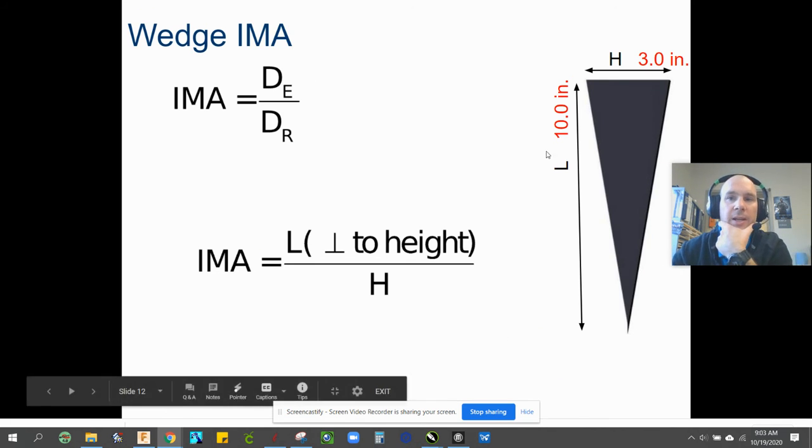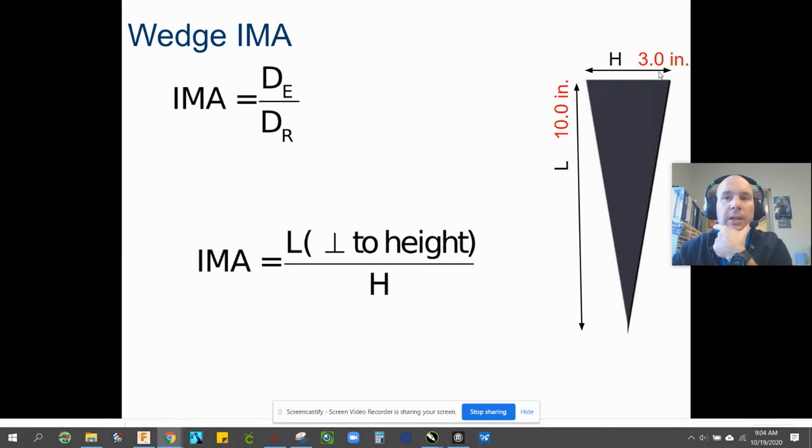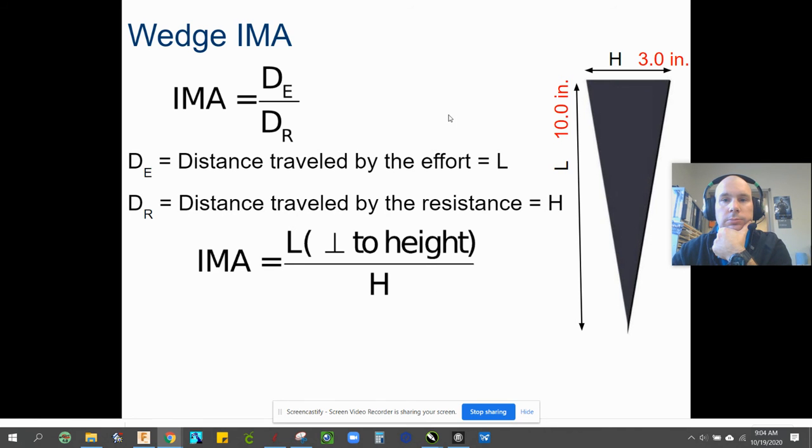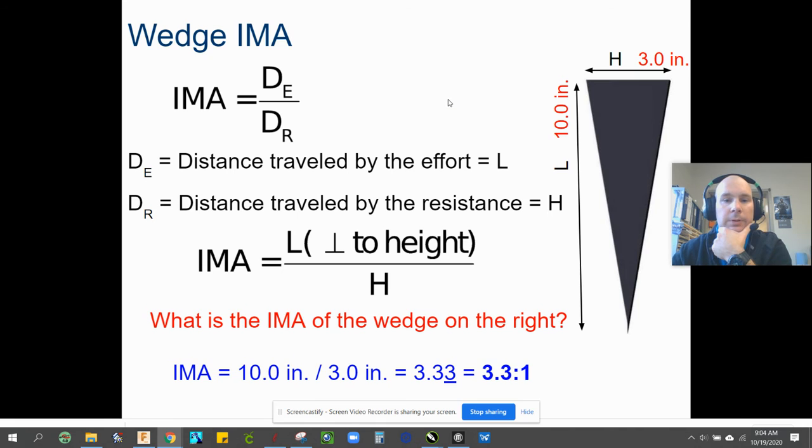For the wedge IMA, you're going to take the overall length of the wedge. Forget about this angle here. We just want the length, perpendicular to the height. So DE over DR is L over H. The IMA of the wedge on the right is going to be 10 divided by 3, so 3.33 to 1.